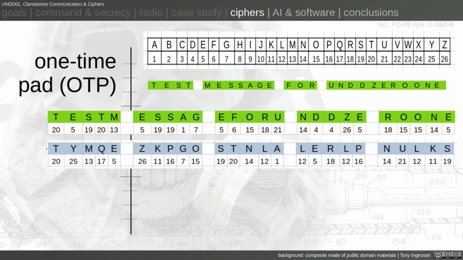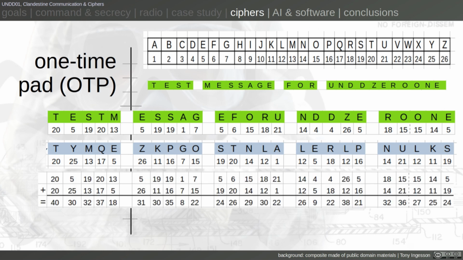And for the key, we also translate each of the letters into the corresponding number using the table and write it below. Then all we have to do is add these two numbers. The numbers we have derived from the test message, and the numbers we have derived from the key. As you can see, this is a matter of very simple addition. So you can do this in your head without too much effort.